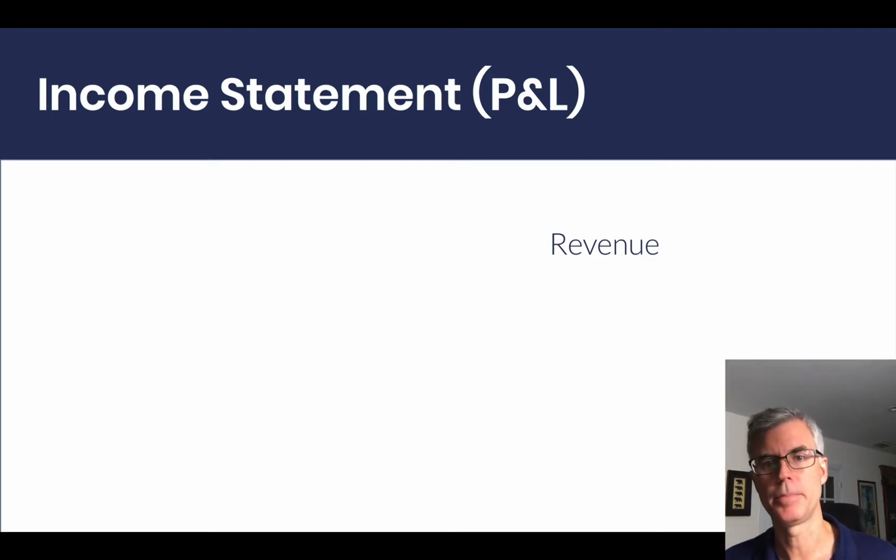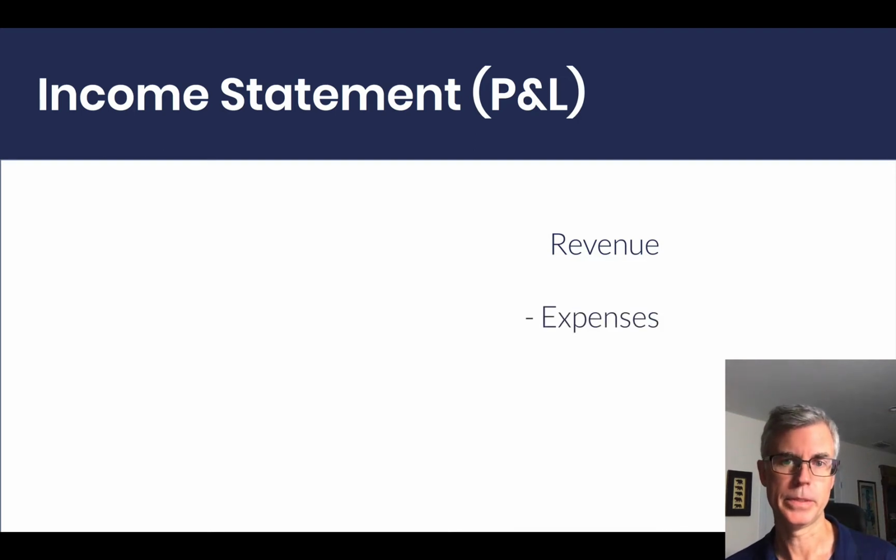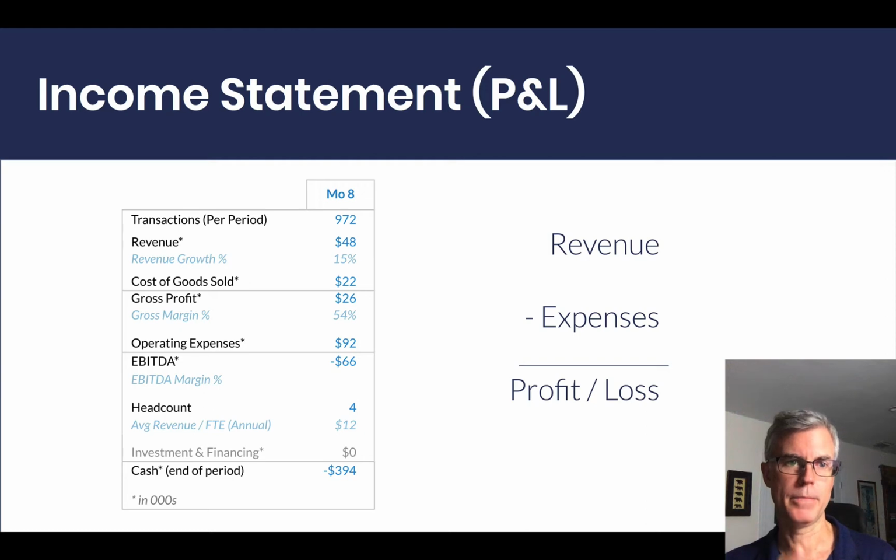So we're going to start at the beginning and build it up. So first of all, you have revenue. That comes at the top. Then you have expenses, and you subtract the expenses from the revenue, and that gives you a profit or loss on your income statement.